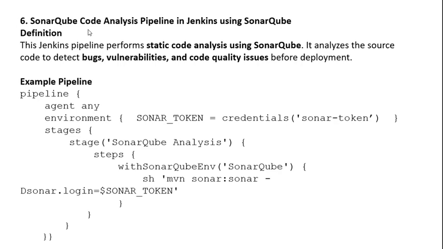Sixth is the SonarQube code analysis pipeline in Jenkins using SonarQube. The Jenkins pipeline performs static code analysis using SonarQube, and it analyzes the source code to detect bugs, vulnerabilities, and code quality issues before deployment.